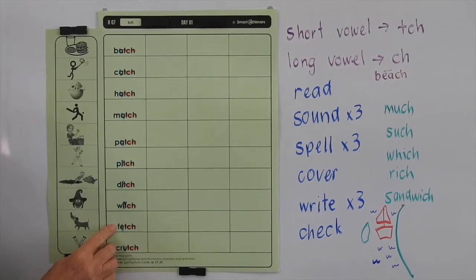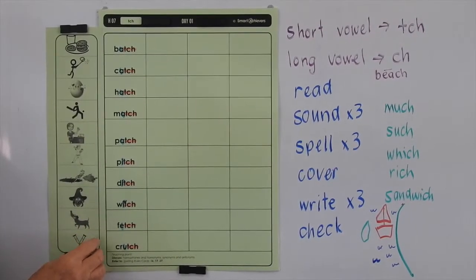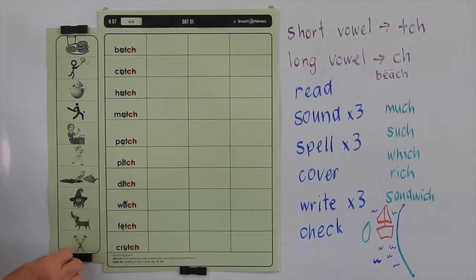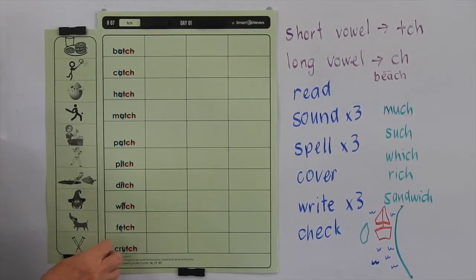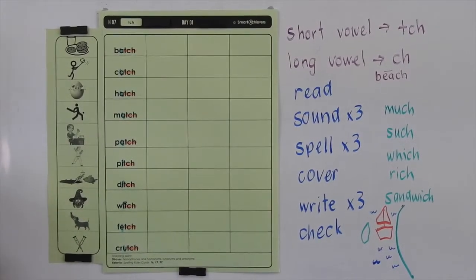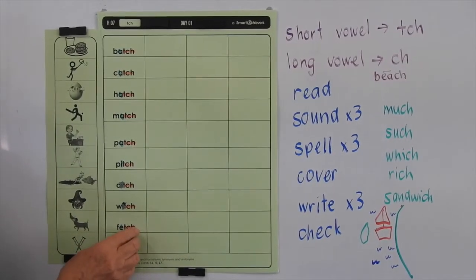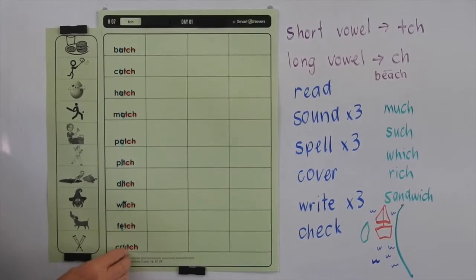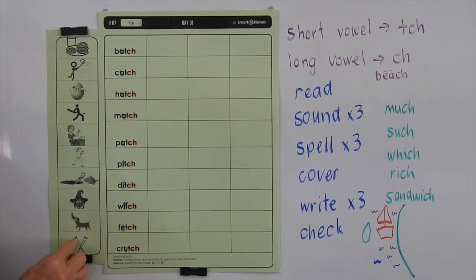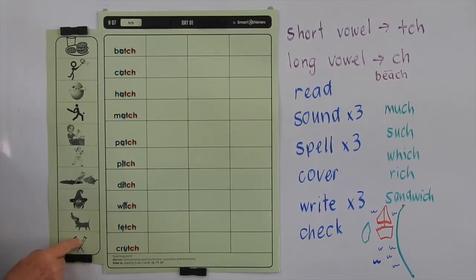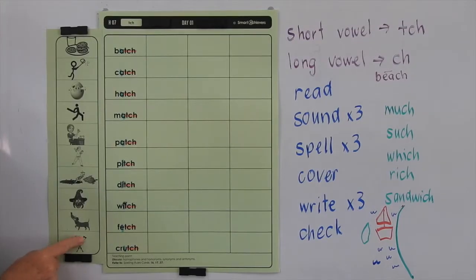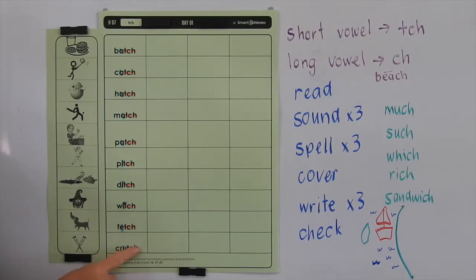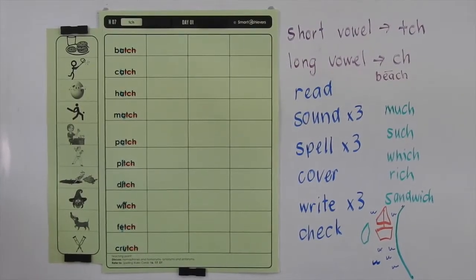Fetch means to get. So you might throw a ball and the dog might fetch it for you and bring it back to you. Mum might say to you, could you go and fetch your lunchbox for me? It means to go and get your lunchbox and bring it back. A crutch could be crutches that you use if you hurt your legs to help you walk again. And it can also mean where the two legs of your pants join. So if you bent over and ripped your crutch, it means you'd have a hole in your pants where the two legs of your pants join together.